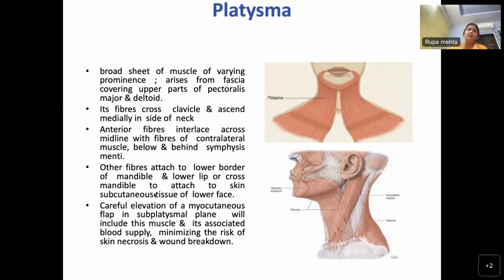Now, platysma is, as we all know, in all surgeries we read subplatysmal flap. So platysma is a broad sheet of muscle which arises from fascia covering the upper parts of pectoralis major and deltoid muscles. The fibers ascend over the clavicle and on the neck and reach the mandible and the lips. And in all surgeries, careful elevation raises a subplatysmal flap with its blood supply, so as to minimize the risk of skin necrosis and wound breakdown.